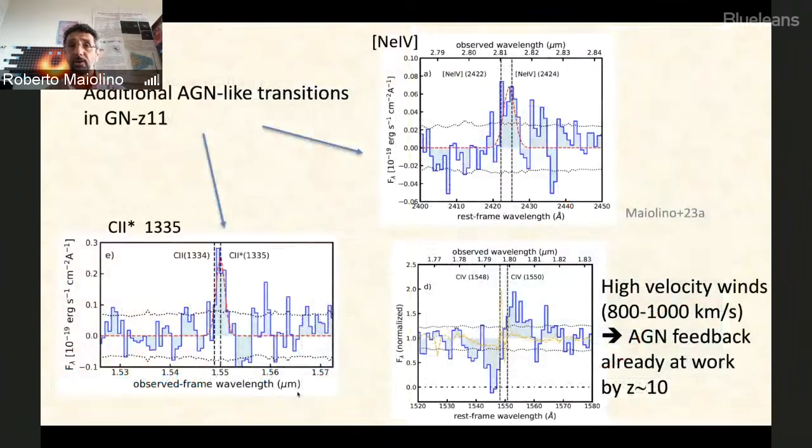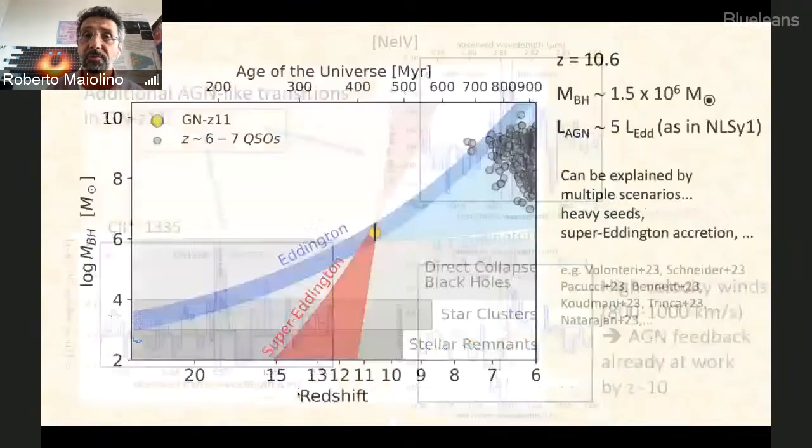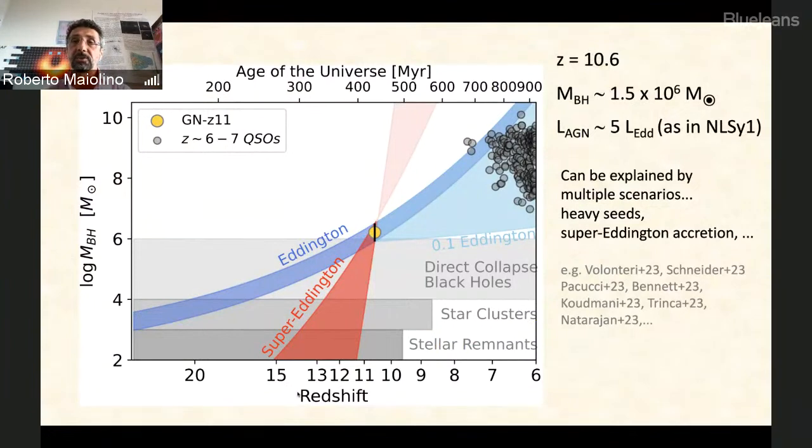And there are also other indications of AGN, such as AGN-like transitions. There is evidence for a high-speed wind, typical of AGNs, indicating that AGN feedback is already at work by redshift 10. So the mass that we infer for the black hole in GN-z11 is about a million solar masses, accreting at a super-Eddington rate, which is similar to what is found for Naruto and Sephiroth in the local universe, and can be explained in various scenarios with heavy seeds or even super-Eddington, sporadic accretion.